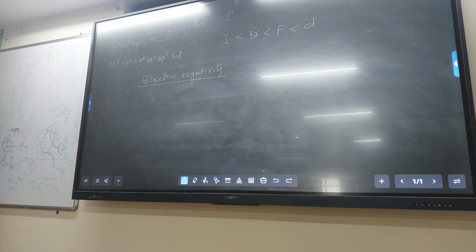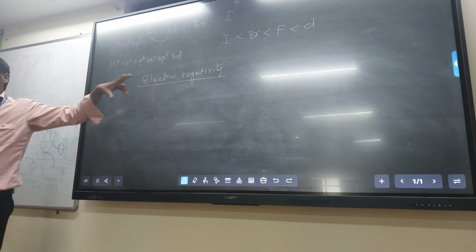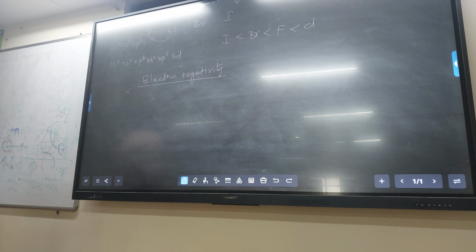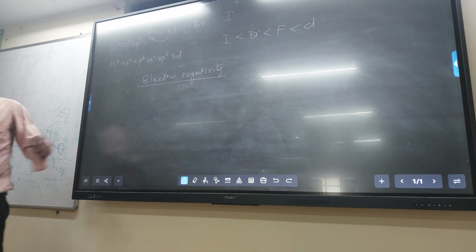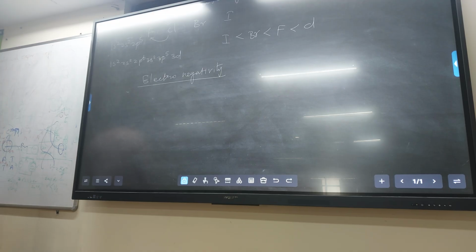But in the case of electronegativity, sometimes you get confused about what is electronegativity and what is electron affinity. Electron affinity means the addition of an electron, but electronegativity is a comparison statement. There is no unit for electronegativity, but electron affinity has units: electron volt, kilojoule per mole.